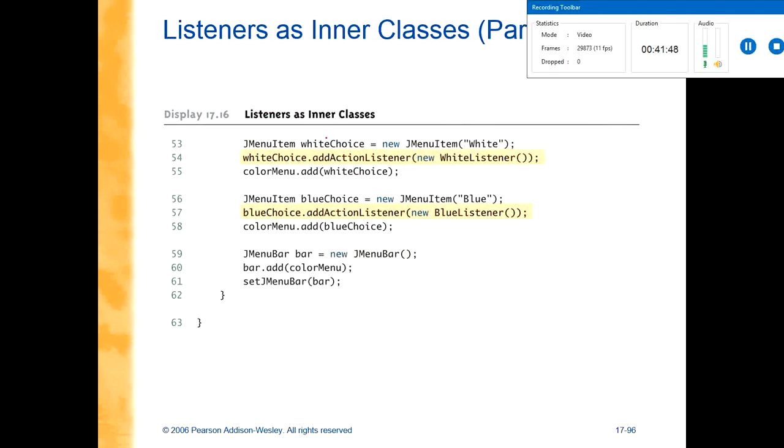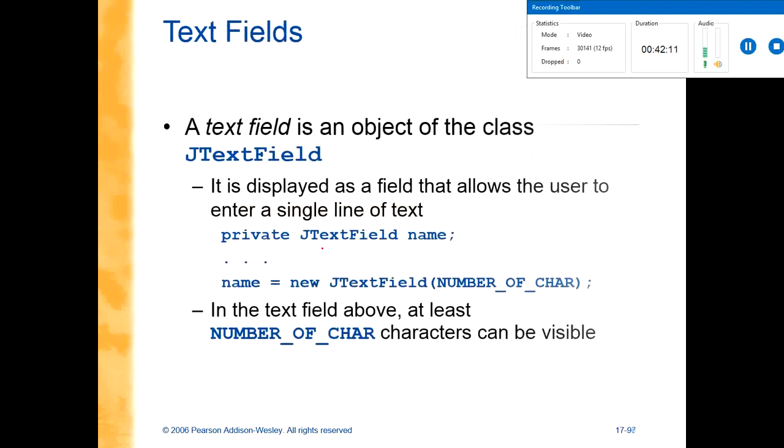Same thing we do for the menu item white, and we pass as a parameter the name of the class, object of the class, sorry. And same thing we do with the menu item blue, and then we add it to the menu bar. So this can also be done, listeners can be made as inner classes. In this case the inner classes will be made as private inner classes.